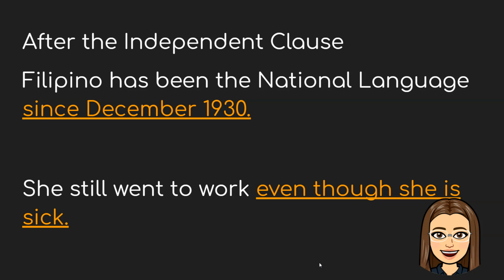If you are going to put the subordinating conjunction after the independent clause, no need to put any commas. And also, for you to spot the dependent clause, it always starts with your subordinating conjunction. For example, since December 1930, and even though she is sick.